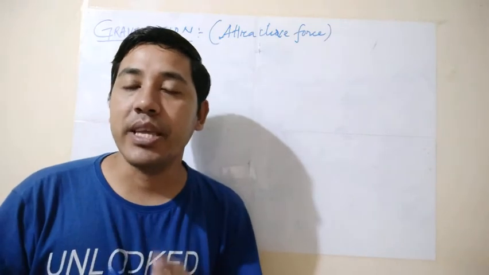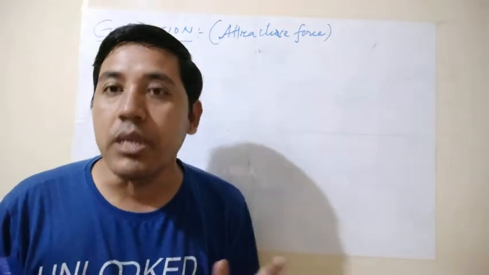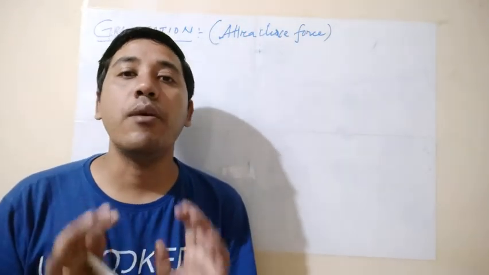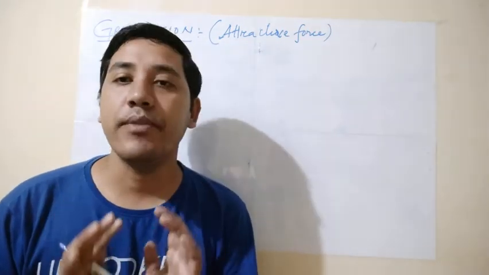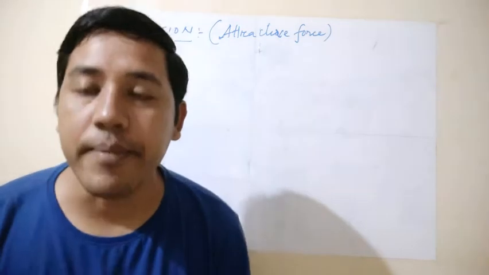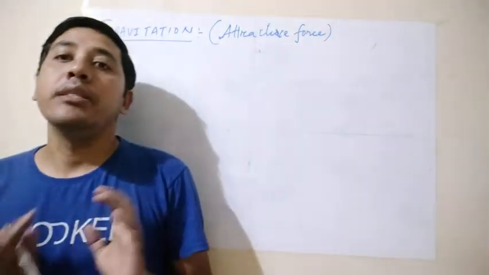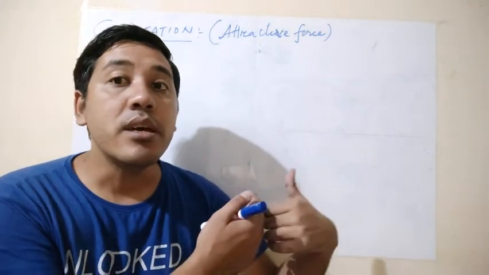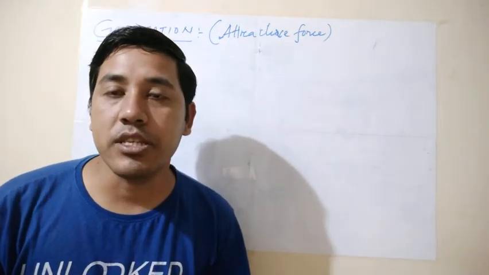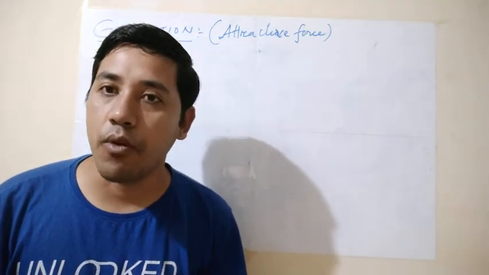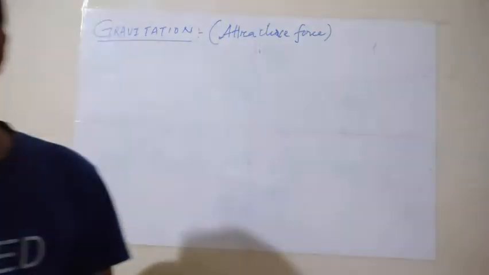Because this object is pulled down towards the earth, since the earth produces an attractive force, okay? This attractive force is known as the gravitational force of the earth. Each and every object produces some of this attractive force, and this attractive force is known as the gravitational force, okay? What is meant by gravitational force?